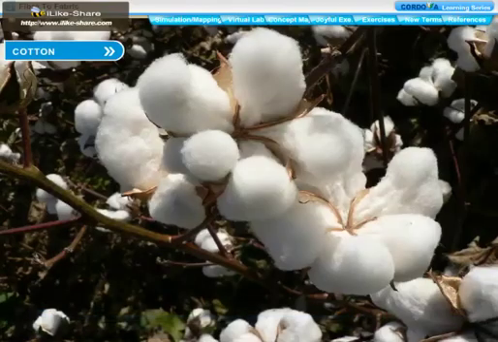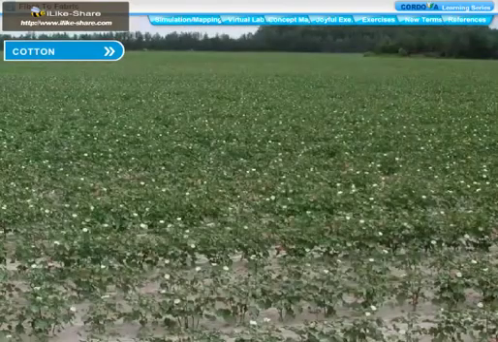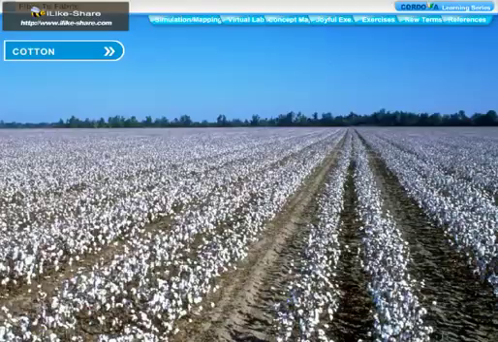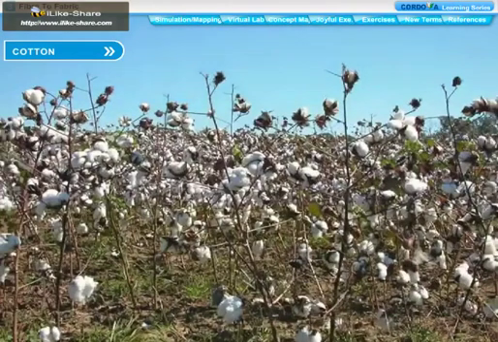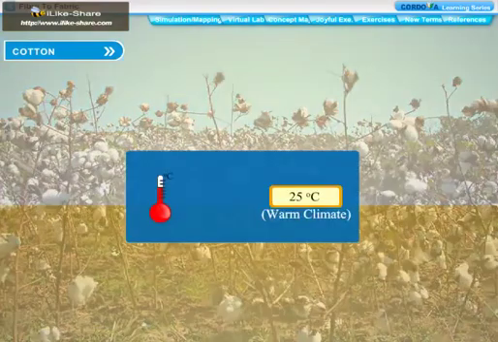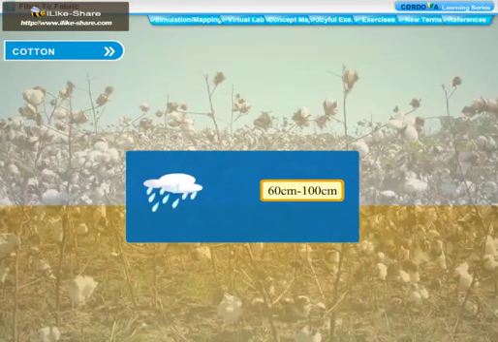Cotton. Cotton is one of the most important fiber crops and its production is also the largest in the world. The use of cotton to manufacture clothes was known to the people of Indus Valley civilization. The cotton plant needs the following conditions for its growth: a temperature of about 25 degrees Celsius, warm climate during the growing period, a rainfall of about 60 centimeters to 100 centimeters is sufficient for its growth.